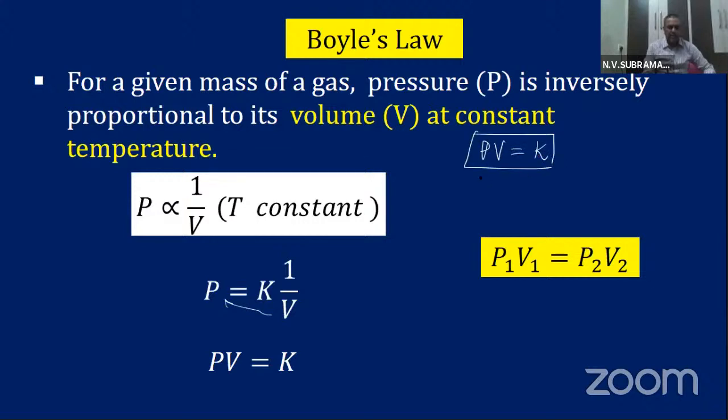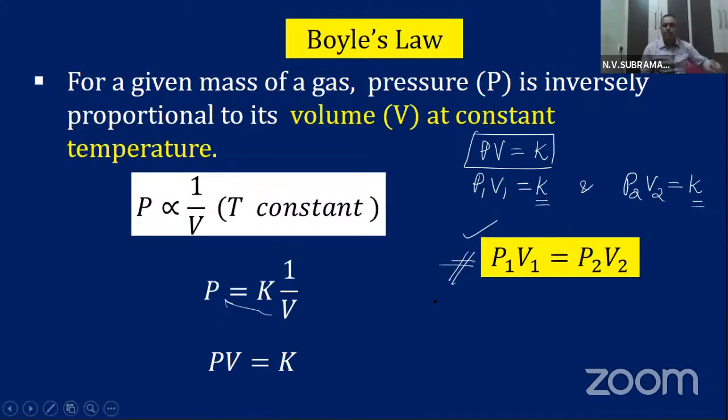What am I getting? P into V is equal to constant. So this I can write now as P1 V1 is equal to constant. Similarly, I can write P2 V2 is also equal to constant. Then right hand sides are equal. I can write the formula as P1 V1 is equal to P2 V2. This is the formula you use whenever you are solving problems in expansion of gases.